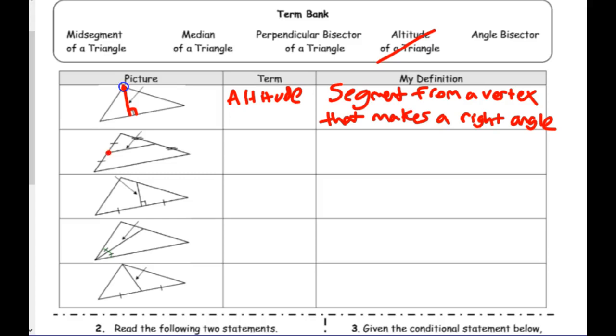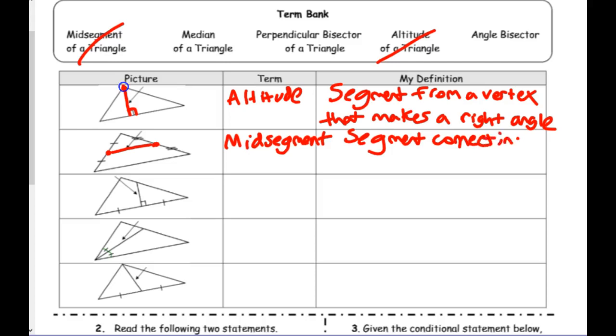The next one, midpoint to midpoint, that's called a mid-segment. Midpoint to midpoint, mid-segment. Okay. Segment connecting two midpoints. That's a mid-segment.